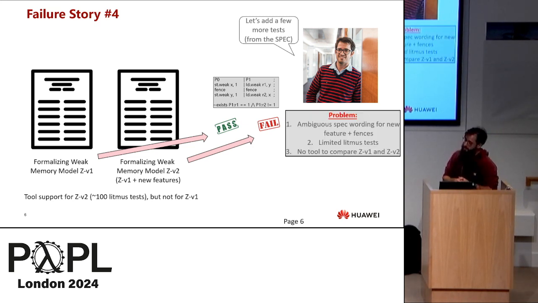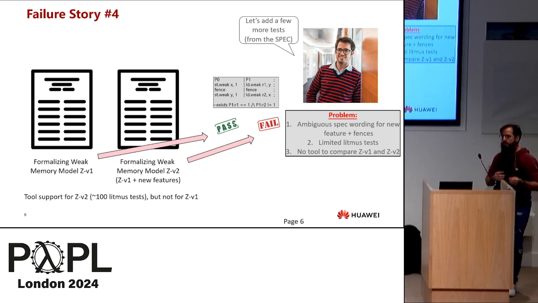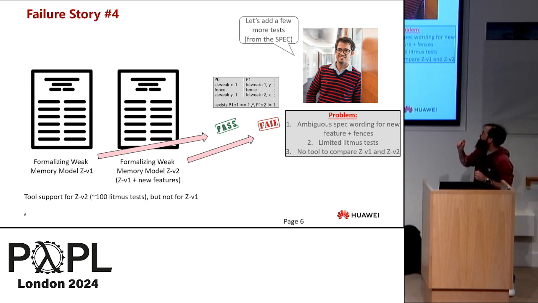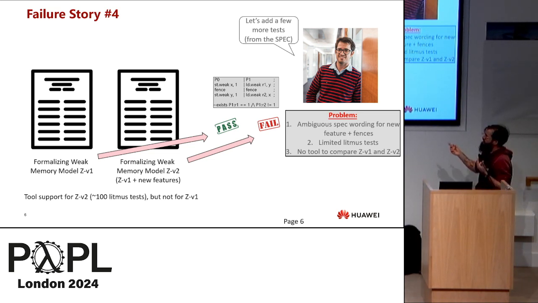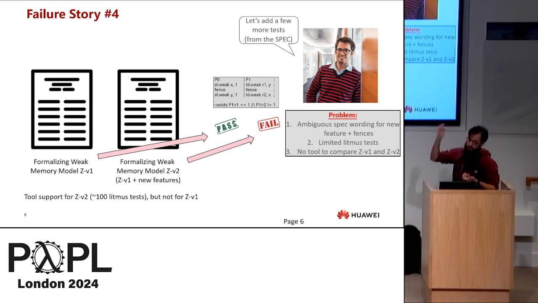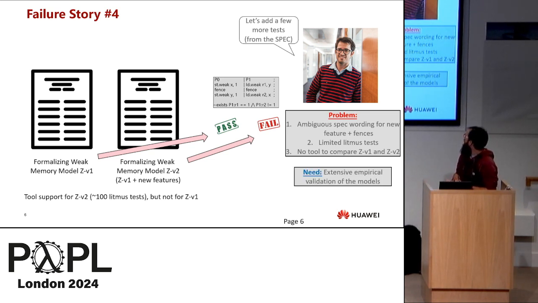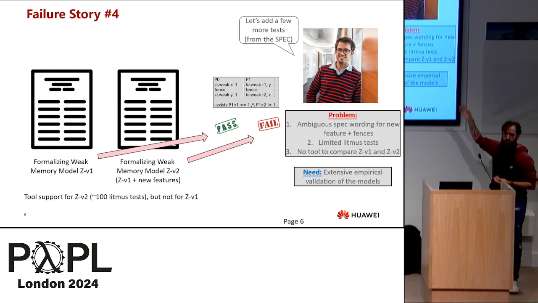So what was the problem? There were a few things in there. First of all, the natural language specification was a little bit ambiguous about how this new feature interacted with the fences. Second, there were not many litmus tests, so this was not caught because there were basically no litmus tests for that. Another problem is that there were no tools to compare the two models, so we could not do any kind of regression. The need is that we need more validation of the models, more empirical validation.